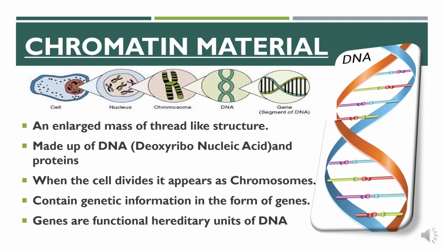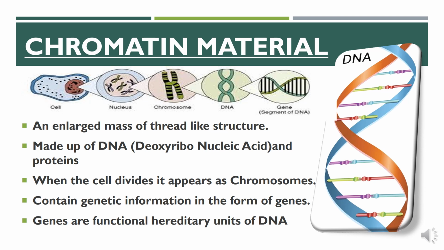But when the cell is about to divide, जब cell में division होना start होता है, at that time this network-like chromatin material gets arranged in the form of thread-like structures, as you can see in the figure, and these structures are called chromosomes. And every plant or animal has a fixed number of chromosomes, and these chromosomes are actually responsible for the characteristics of an individual. And these chromosomes contain genetic information in the form of genes.